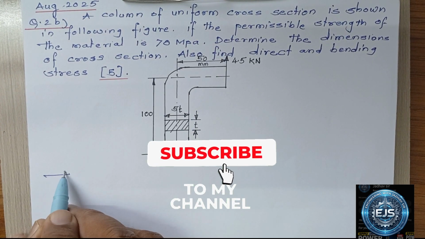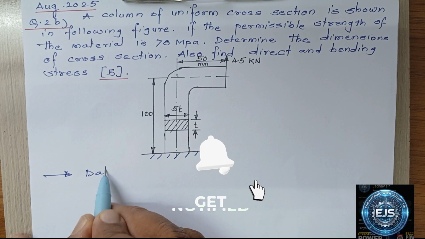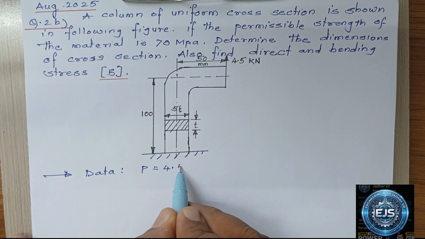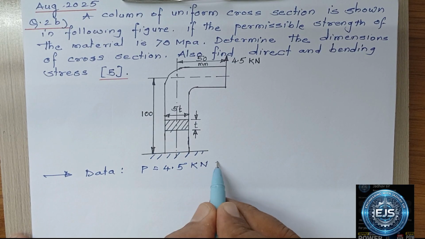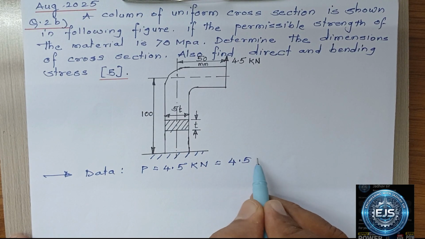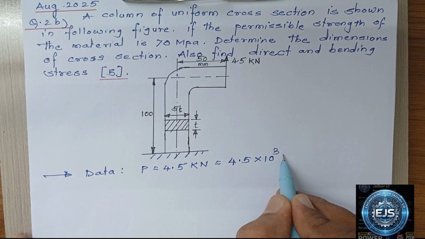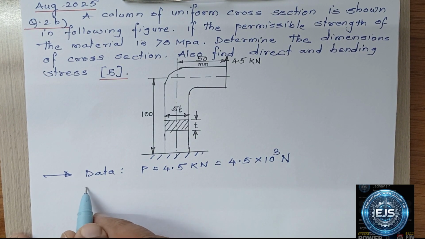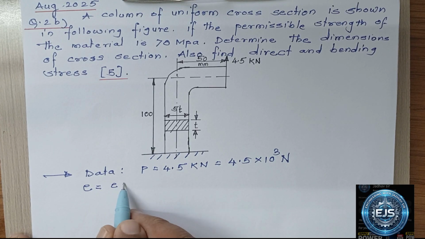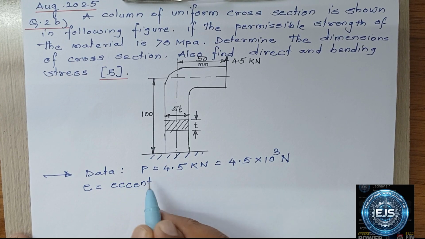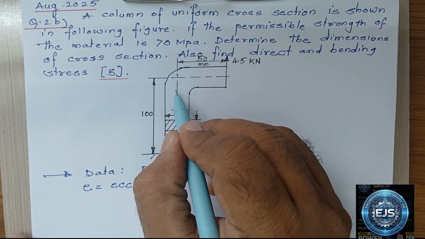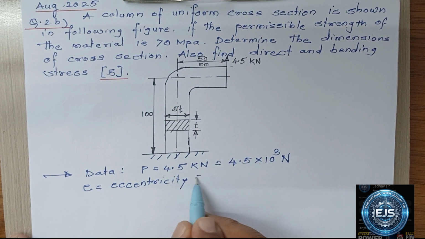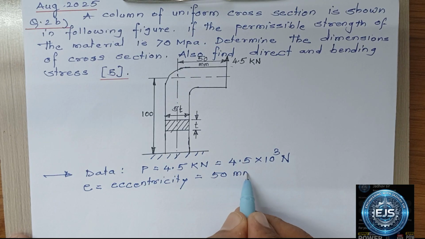The given data is in this way. Load P is equal to 4.5 kilonewton. We have to convert it into Newton, so 4.5 into 10 raised to 3 Newton. Then the eccentricity in this problem is the distance of the load 4.5 kilonewton from this vertical center line. This is the eccentricity here. So eccentricity is given as 50 mm.